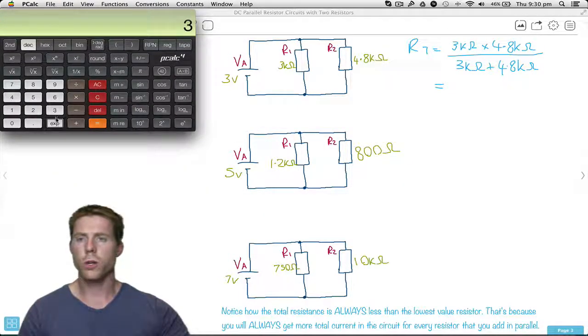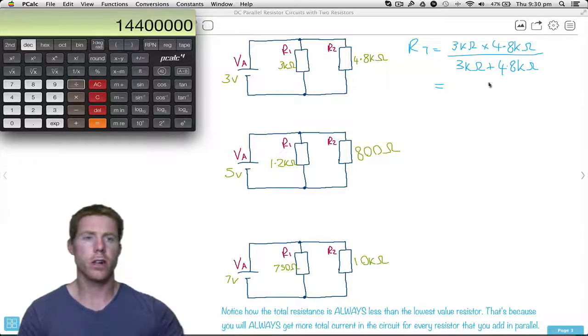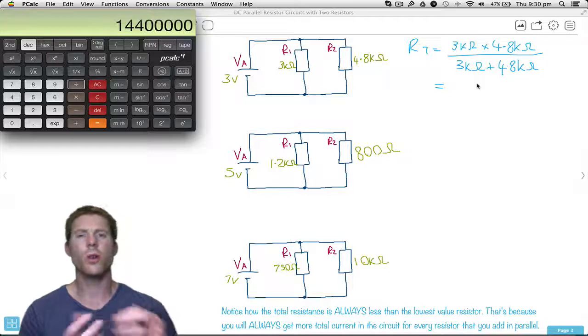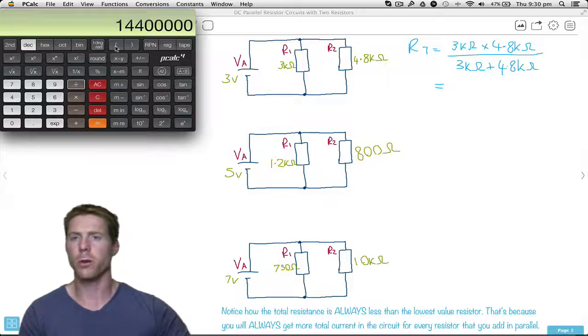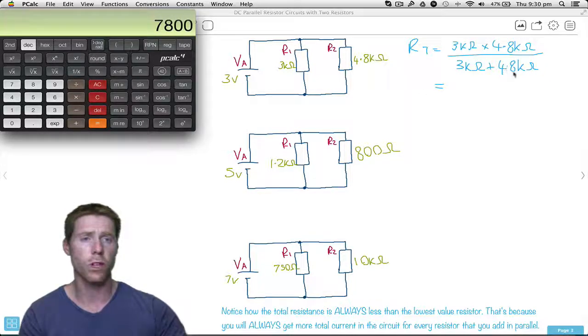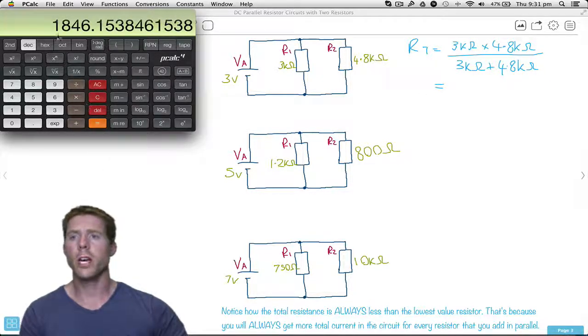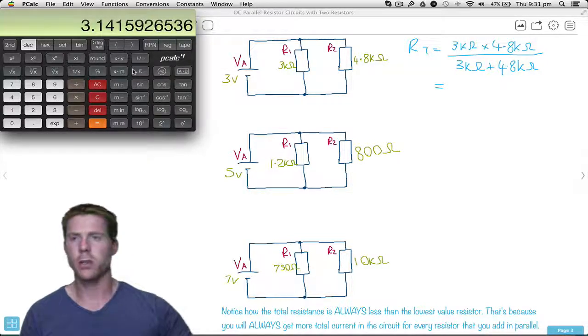So we'll do the top bit first. 3 exponential 3 for 3K multiplied by 4.8K equals that, and we're going to divide it by the stuff down the bottom. So to do it all in one fluid motion, instead of having to write down the 144 and all that, we just put the stuff down the bottom in brackets. So divide that by all this stuff, 3 exponential 3 plus 4.8 exponential 3, which is 4.8k, and then close the bracket now that we've finished the stuff down the bottom, equals, and we're getting 1846.153846 ohms.